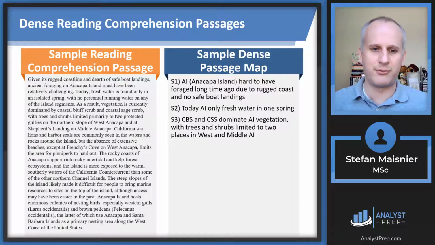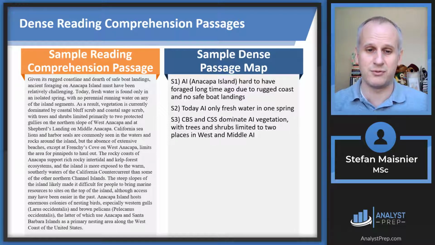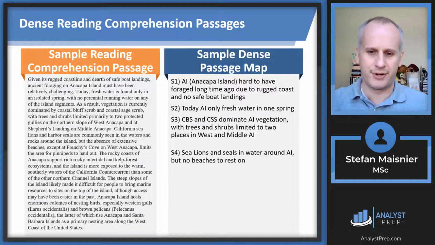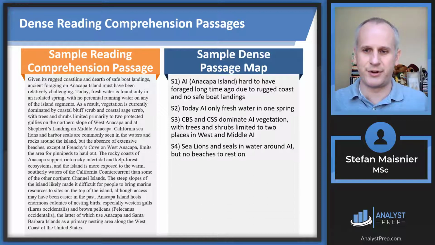So then we've got California sea lions and harbor seals are commonly seen in the waters and rocks around the island, but the absence of extensive beaches except at Frenchie's Cove on West Anacapa limits the area for pinnipeds to haul out. Now, another term that you might go, pinnipeds, what's that? Well, logically, it's probably the seals and the sea lions. But we can shorthand this as well: sea lions and seals in water around the AI, but no beaches to rest in. And again, limits the areas for pinnipeds to haul out. If you can understand that, it means there's no beaches for them to rest on.